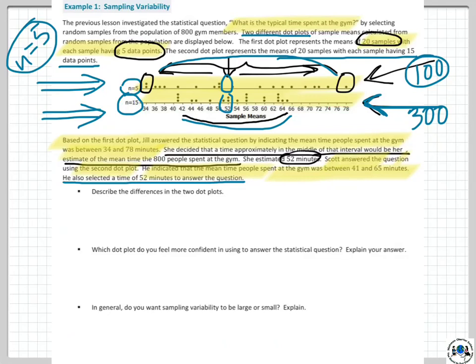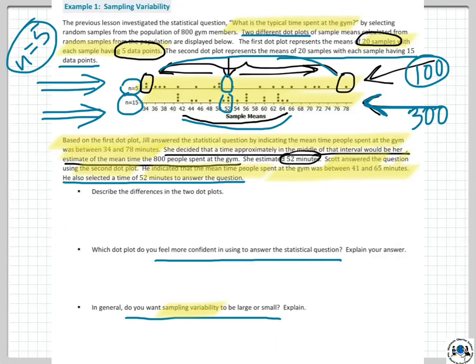So the first one, describe the differences in the two dot plots. Which dot plot do you feel more confident using to answer the question? Okay. And then in general, do you want sampling variability to be large or small? I'm saying, see if you remember what this term here means, sampling variability. Okay, so go ahead and answer those and come on back and we'll discuss them.